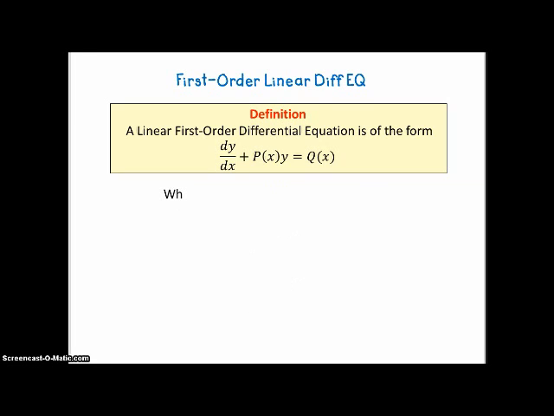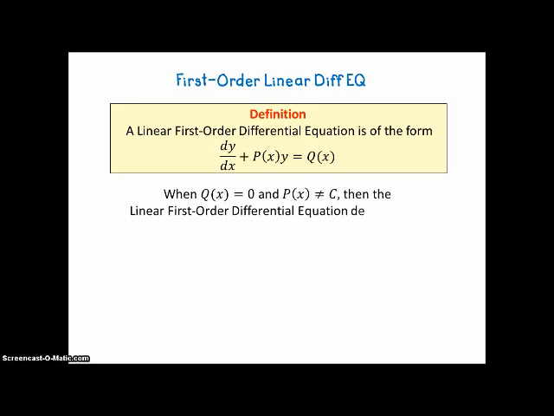All right, now, what if q(x) is 0 and p(x) is not a constant? Then the linear first-order differential equation devolves into dy/dx plus p(x)y equals 0. So we're keeping q(x) 0 here. These are the easiest of the cases. And so if we move p(x)y to the other side, we can then separate the variables and continue by using integration. I'm not going to finish that up, but you know how to do that.